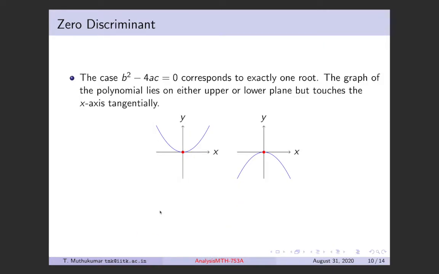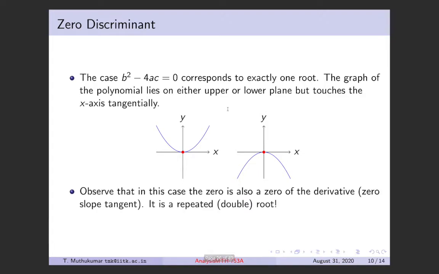Now for the zero discriminant case, that is when b squared minus 4ac is 0, you will have exactly one root, and this corresponds geometrically to the situation where the graph of the polynomial is just touching the x-axis, it doesn't pass through it. So you will have exactly one root in this situation, and in this case, you can also see that because it's touching the x-axis, the 0 is actually a double root, or in this case of course, because it's second order, it's a double root. And double root basically means that that point is also a 0 of the derivative of the original function. So it is a 0 of this function, and this point is also a 0 of the derivative.